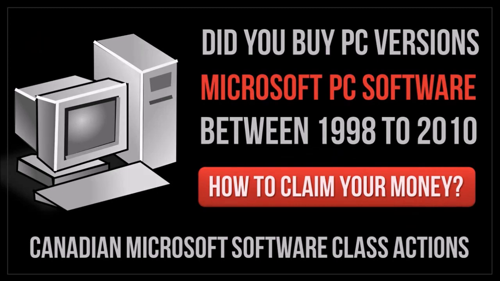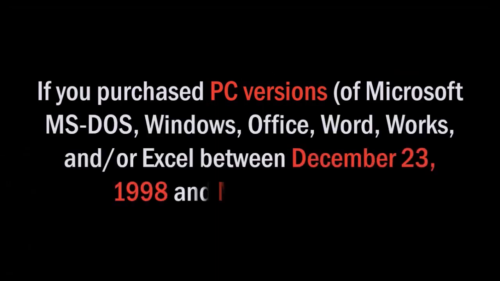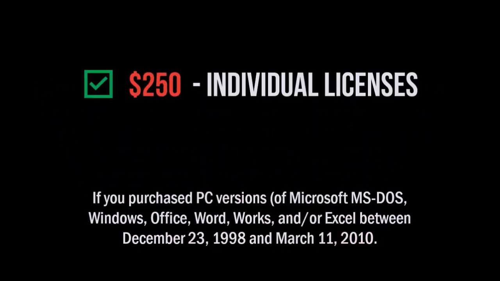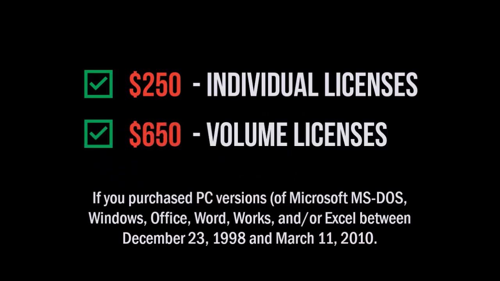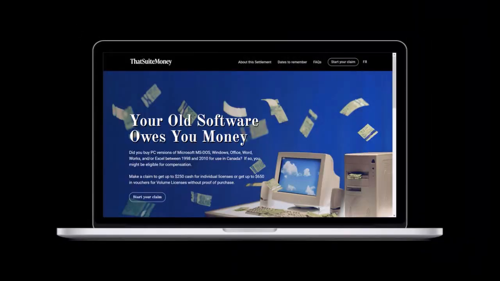So essentially, if you purchased PC versions of Microsoft MS-DOS, Windows, Office, Word, Works, and/or Excel between December 23, 1998 and March 11, 2010, you may be eligible for compensation from the settlement. You can claim up to $250 for individual licenses or up to $650 in vouchers for volume licenses without proof of purchase. To claim your money, go to this website, thatsweetmoney.ca.